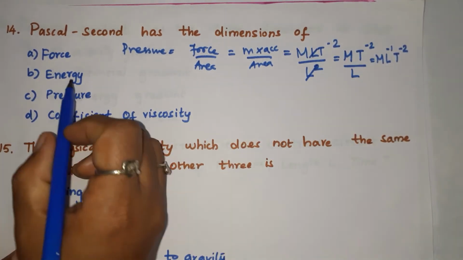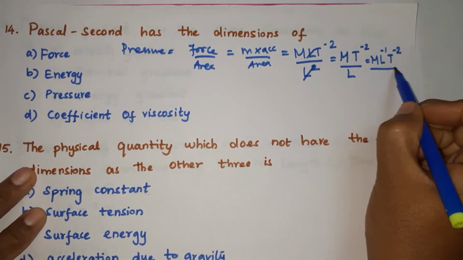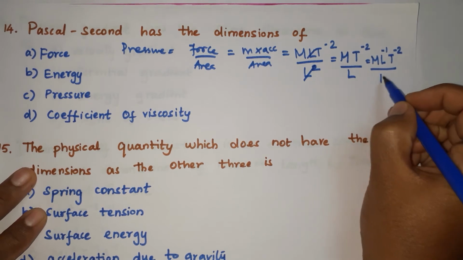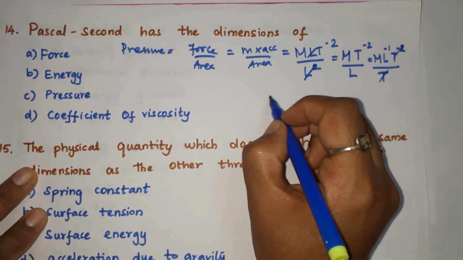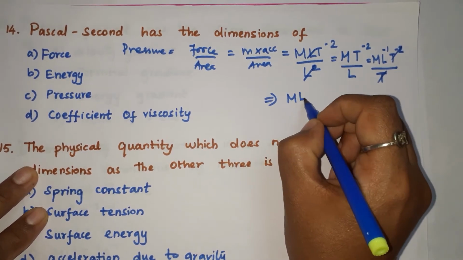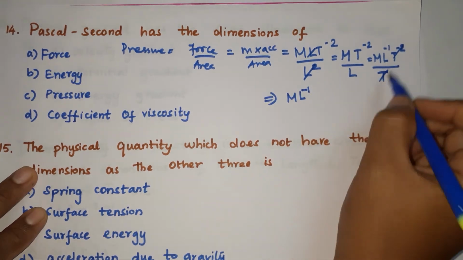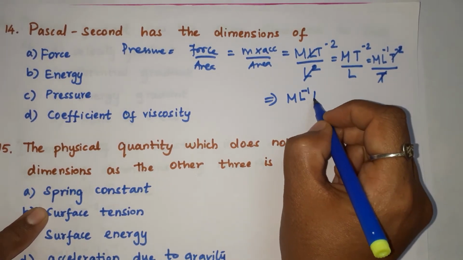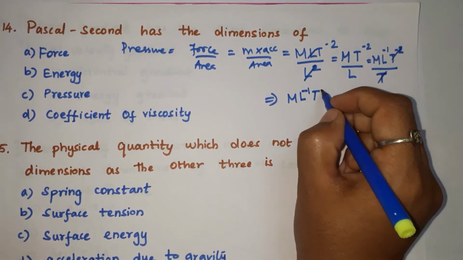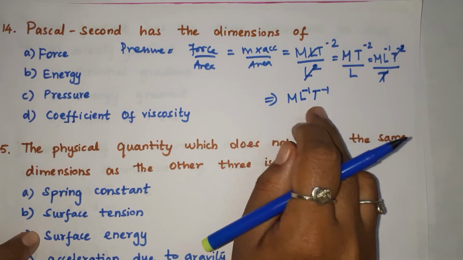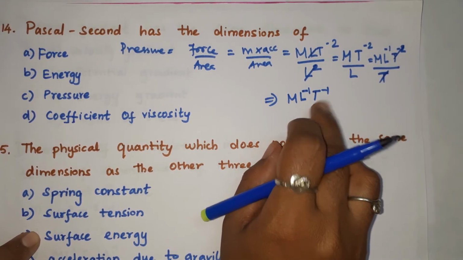Yes. In the case of Pascal per second, if you mention per second, second is nothing but time, T. So if you cancel one T, what will we get as the answer? M L inverse 1. And in the case of time, one time will go off, right? Yes. So what would be the final answer for this? M L inverse 1 T inverse 1. This is the dimensional formula of Pascal second.